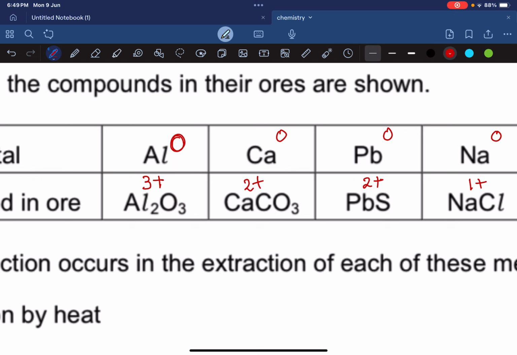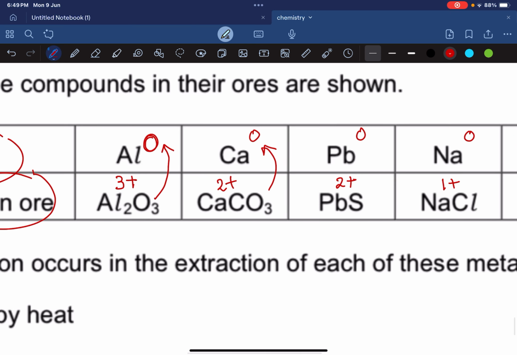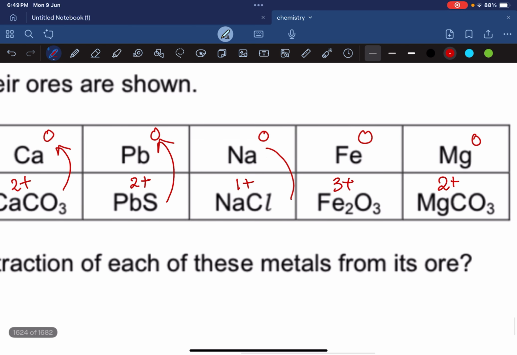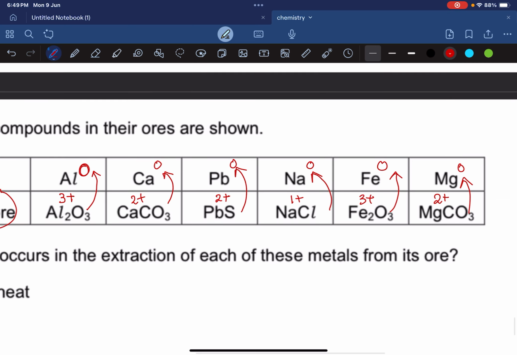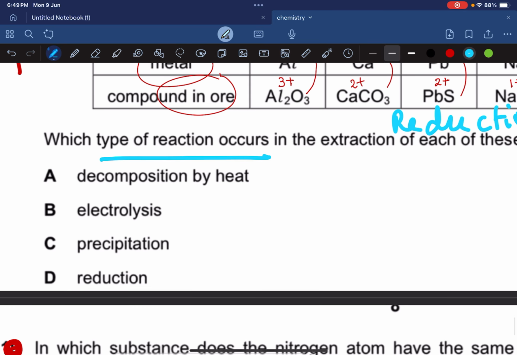In the ore you are 3 plus, but when you form a metal you go to 0. You're going to 0 from 3 plus. What is this? A decrease in oxidation number, so that is reduction. So what's happening in all of them is reduction. All of them are being reduced. So what type of reaction occurs? It's going to be a reduction reaction.